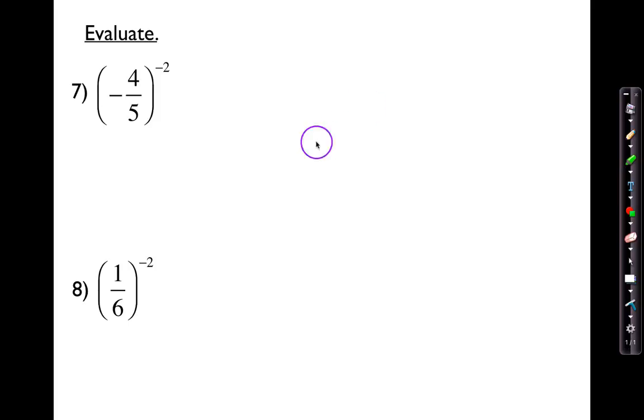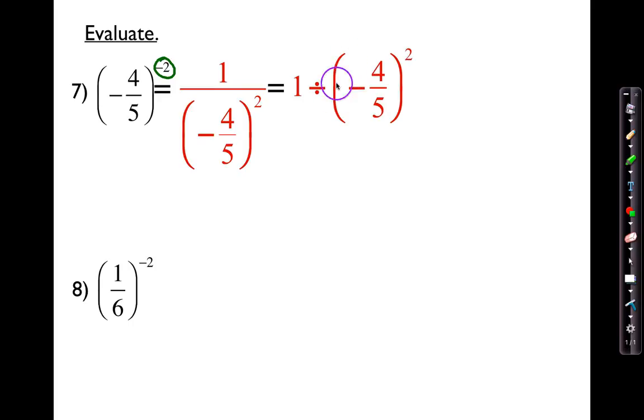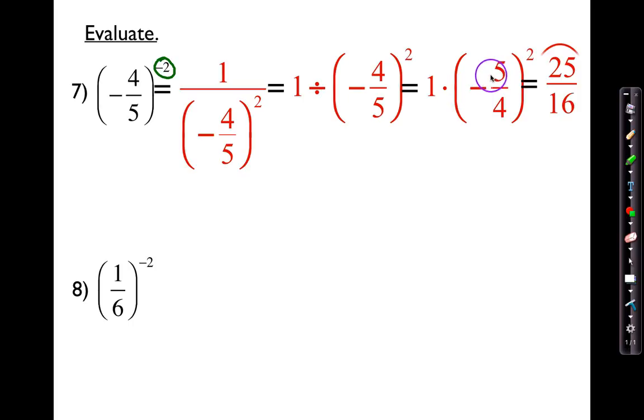Number 7, we have a negative exponent, so we're going to do repeated division. From here, we would rewrite it as 1 divided by negative 4/5 squared, and then turn this to a multiplication problem. So here, negative 5/4 squared would be a positive because a negative times a negative is positive. It's going to be 25 over 16, and multiplied by 1 is still 25 over 16. So hopefully you got that one right.